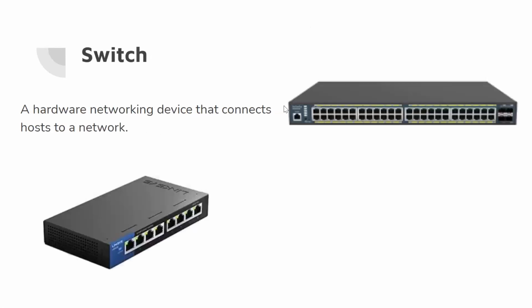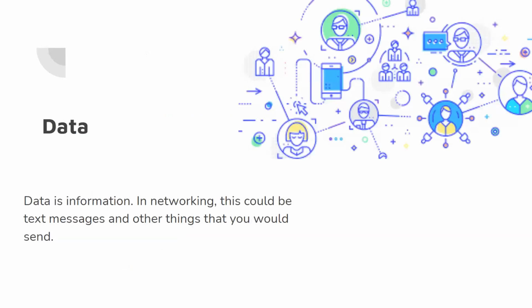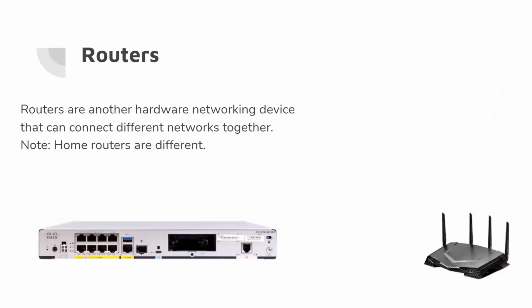A switch. This is a hardware networking device, and this device will connect hosts to a network. So it's going to connect computers together. Data. Data in networking can be a lot of things. This could be text messages or statistics you want to send to a different host. And routers. Routers are another hardware networking device, and they basically connect different networks together.